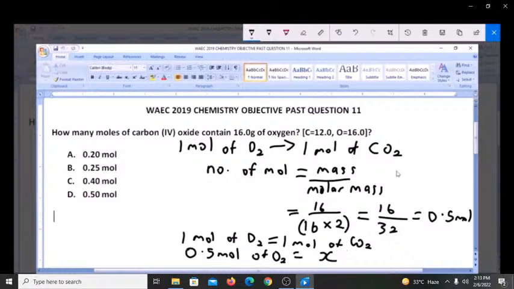So if you do a cross multiplication, you would have this way, which is x multiplied by 1, that is x. So x will be equal to 0.5 multiplied by 1, which is 0.5. So our answer is 0.5 mole of carbon dioxide. So our answer is D, 0.5 mole of carbon dioxide. So 0.5, D is our answer.